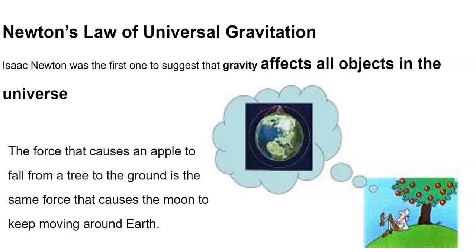But Sir Isaac Newton was the first one to suggest that gravity affects all objects in the universe. All objects. The force that causes an apple to fall from a tree to the ground is the same force that causes the moon to keep moving around the earth, right? And we see the earth, and something that you might notice or may not notice is that the earth is on a tilted axis, something you probably learned a long time ago.